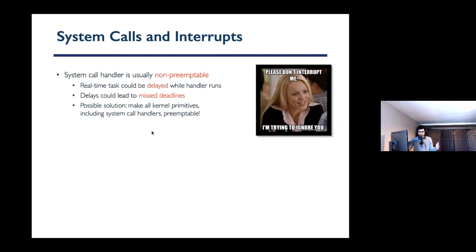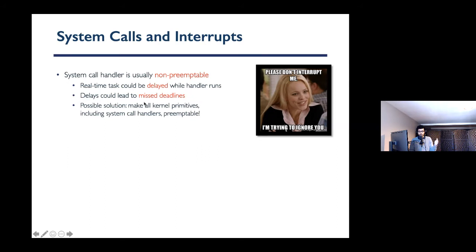And well, that's bad, because what if the system call takes time to process and introduces delay? Well, you can't do anything about it. And what happens is that you can miss the deadline of the task that called into the system call.